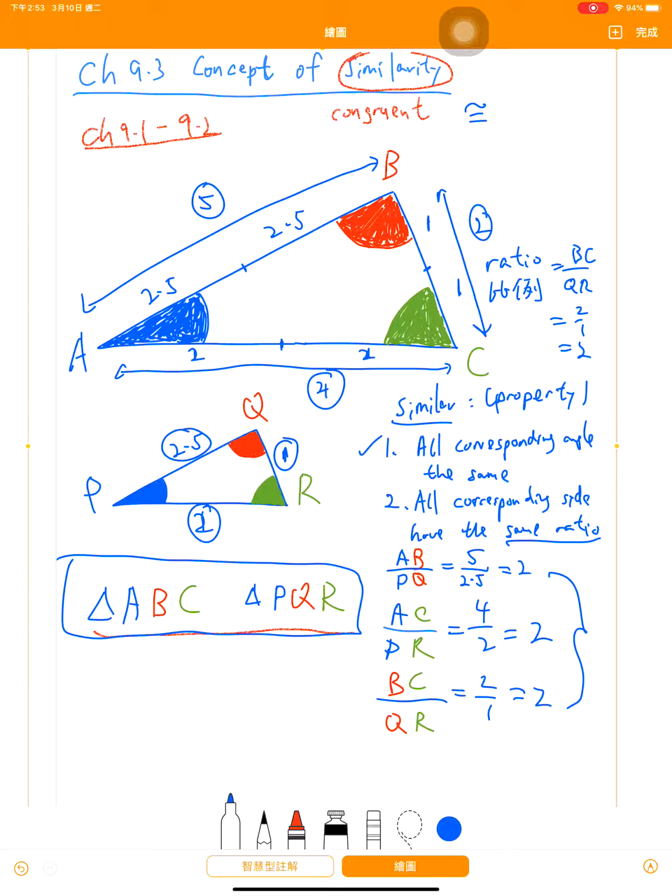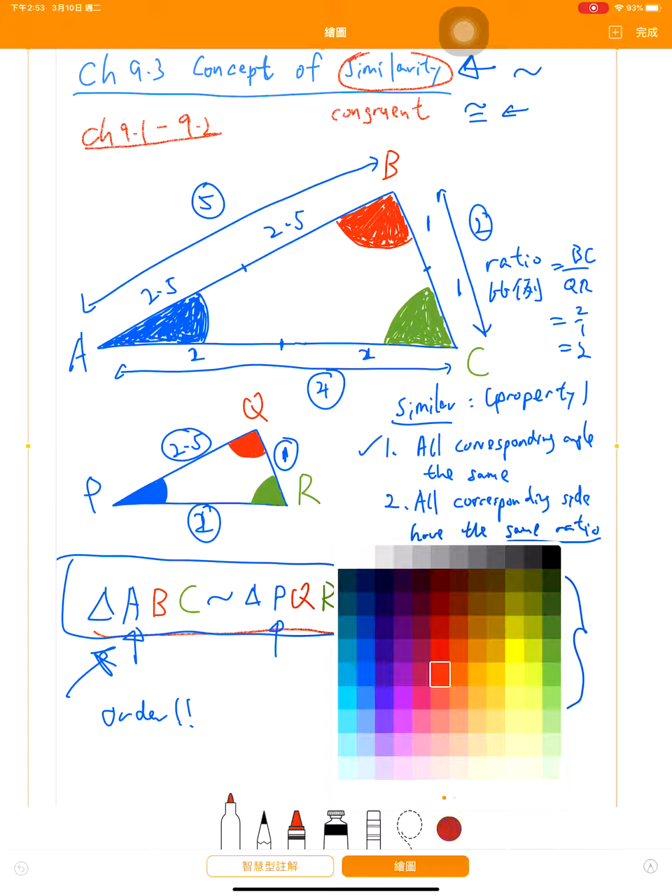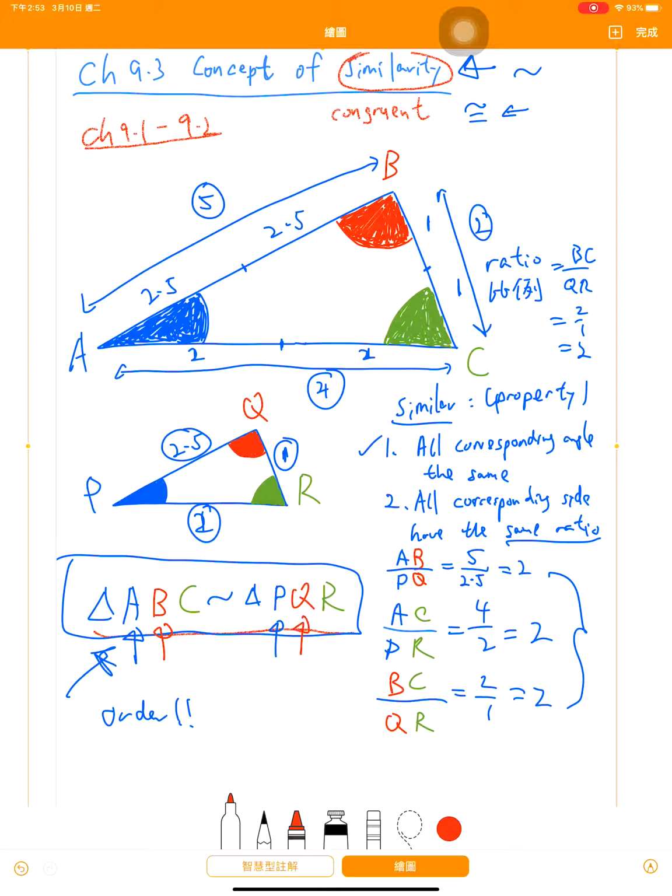So we can call these 2 triangles similar. And the symbol this time will be this one. You can see it's just like congruence but does not have the equal sign on the bottom. So in these 2 figures, we can say triangle ABC is similar to triangle PQR. And don't forget that the order is very important. That means A should be corresponding to P, and B should be corresponding to Q, and the last point, C, will be corresponding to R. The order is very important. Understand?